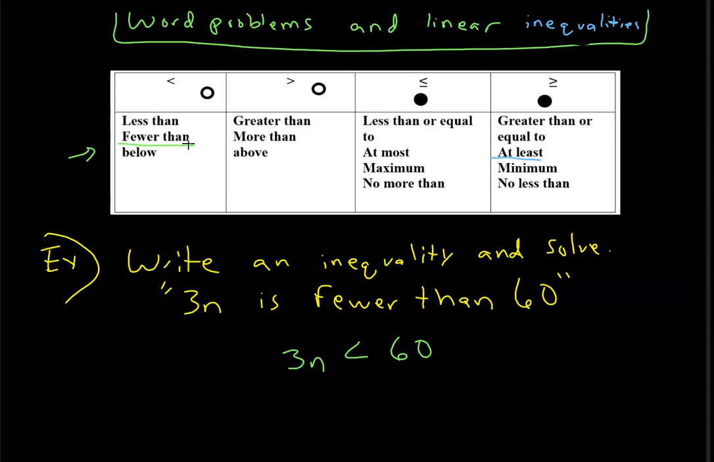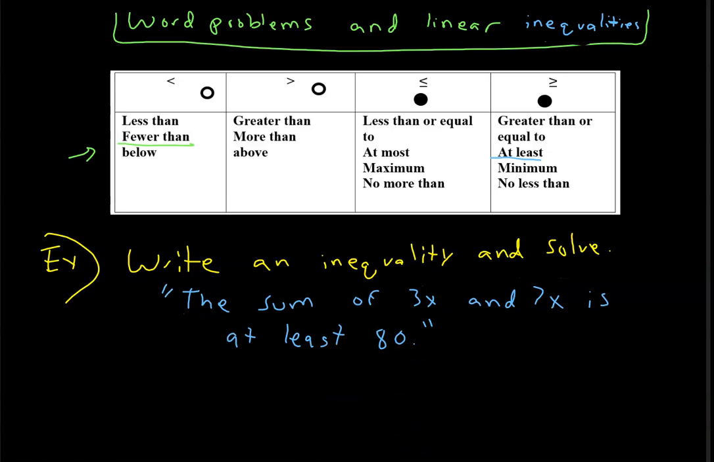So here we are. If I solve this, I'll divide both sides by 3. And I would now have n is less than 20. And that would be it. It would be n less than 20. All right, let's do a new one.